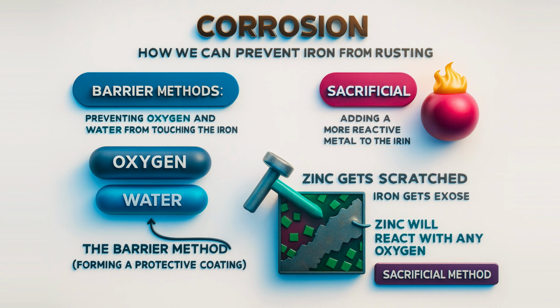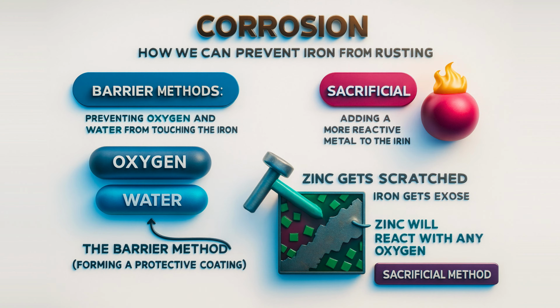On the other hand, the sacrificial method works differently. It involves attaching or coating the iron with a more reactive metal such as zinc or magnesium. Because these metals are more reactive than iron, they will corrode first when exposed to oxygen or moisture, and in doing so, they protect the iron from reacting.